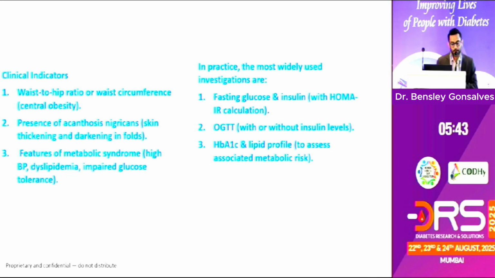So the waist hip ratio, central obesity, classical presence of acanthosis nigricans, very classical, and features of other metabolic syndromes like high BP, dyslipidemia, impaired glucose tolerance. So in practice, we use HOMA-IR, OGTT, HbA1c, and lipid profile, and the physical characteristics where we can identify whether the person is having insulin resistance or not.